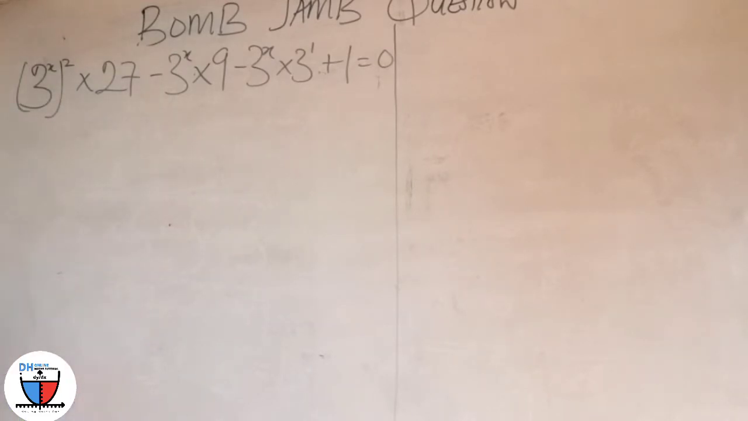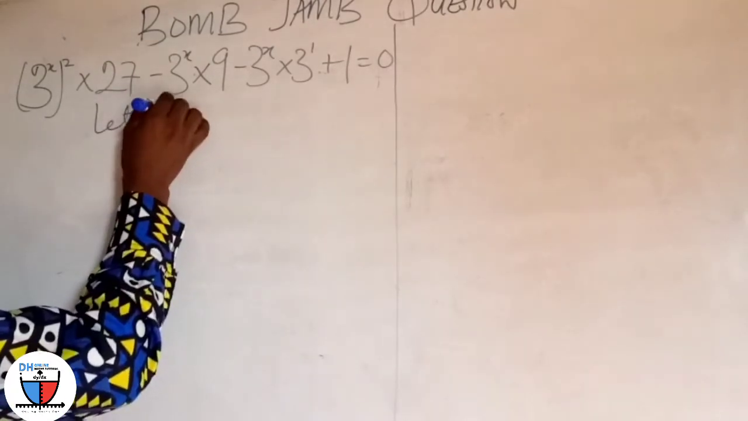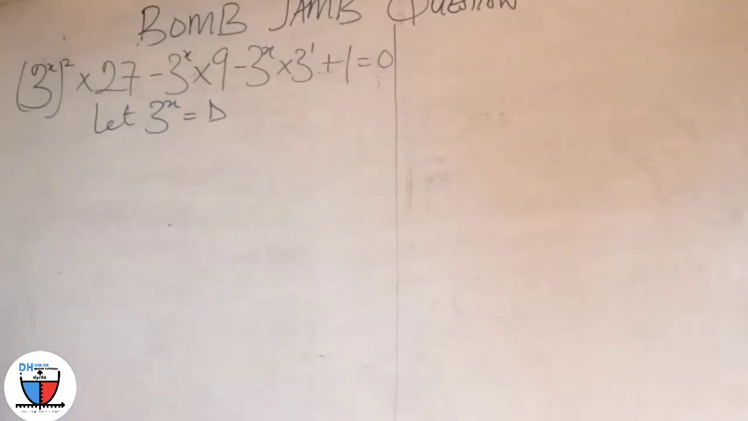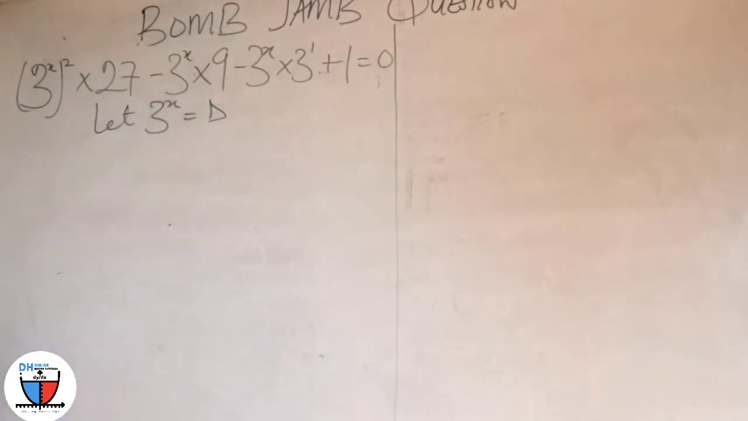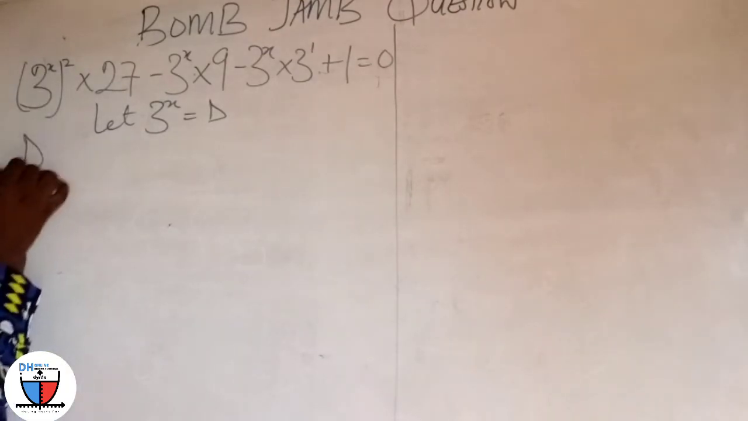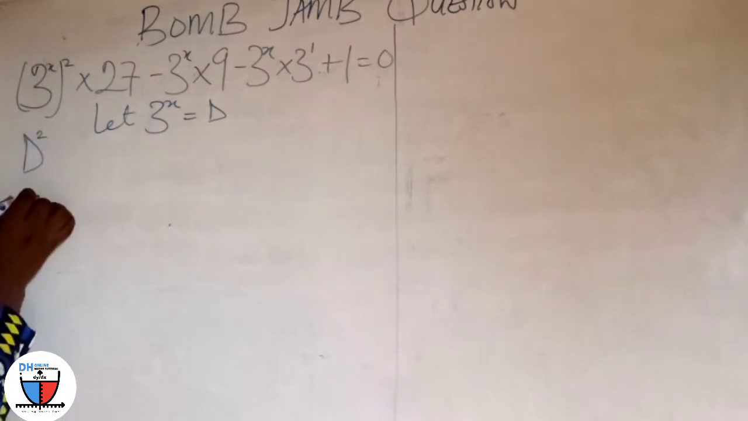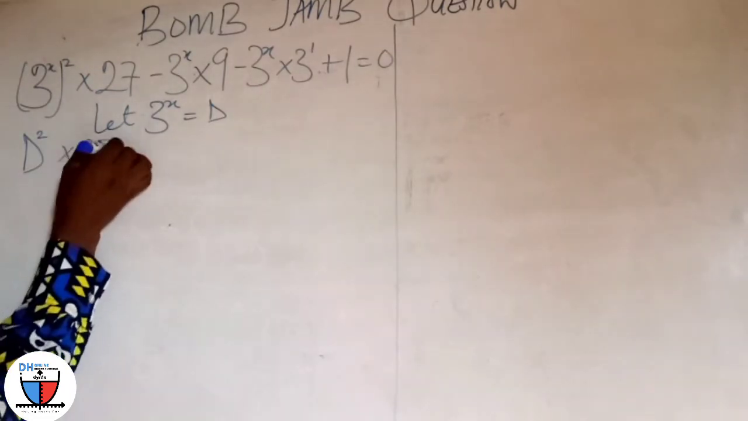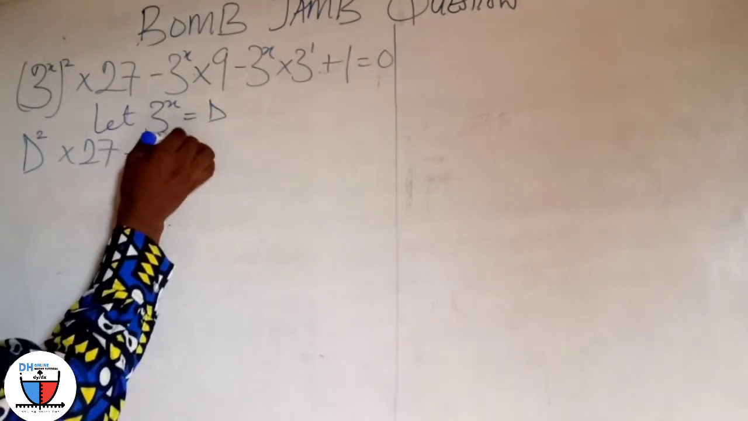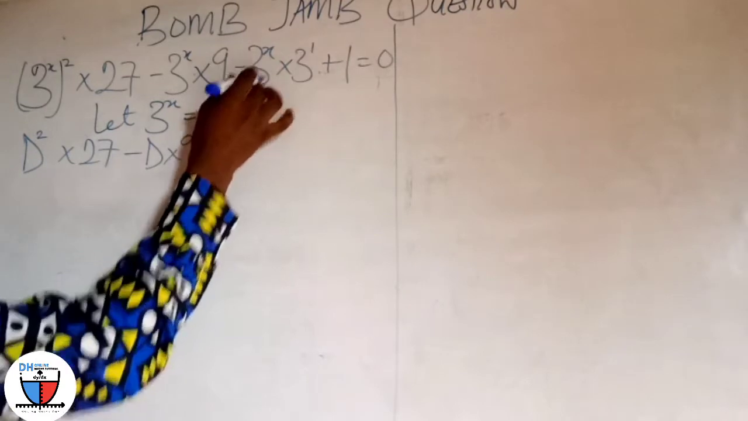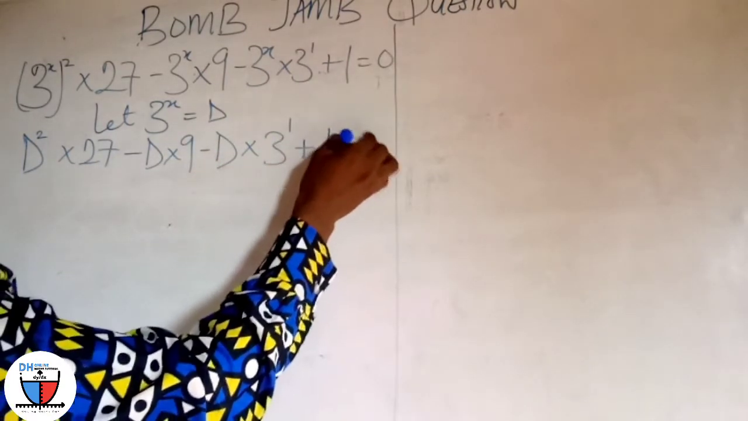The next thing we can do here now, I'm going to say let 3 to the power of x be Daniel, which is D. You get it? So whenever I see 3 to the power of x, I will put D. So the first one I have D, 3 to the power of x, that is D, and I have 2 outside, that's raised to the power 2 times 27, minus D times 9, minus D times 3 raised to the power 1, plus 1 equal to 0.